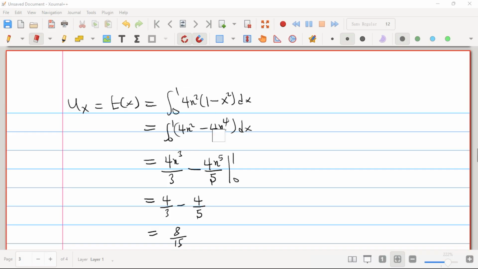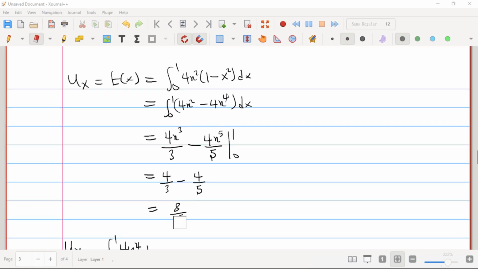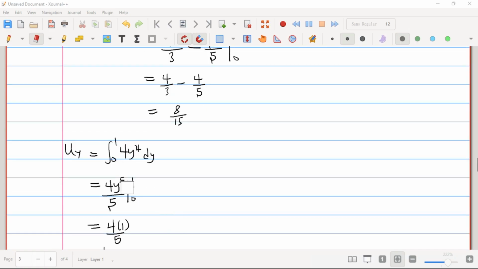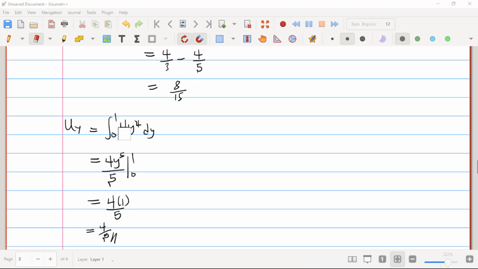Once you do the integration, you are going to get 4x raised to the power 3 divided by 3 minus 4x raised to the power 5 divided by 5. Just substituting in our limit, we are going to get 8 divided by 15. And we are going to do the expectation of y too. For expectation of y, we are having 4y raised to the power 3, but we multiply y to it to get 4y raised to the power 4, and then we get 4y raised to the power 5 divided by 5. Then we put in the limit and we get 4 over 5.